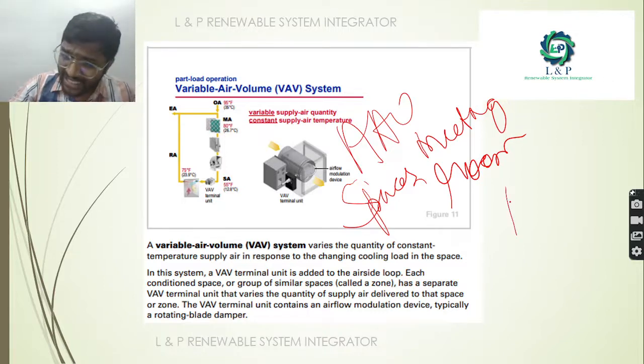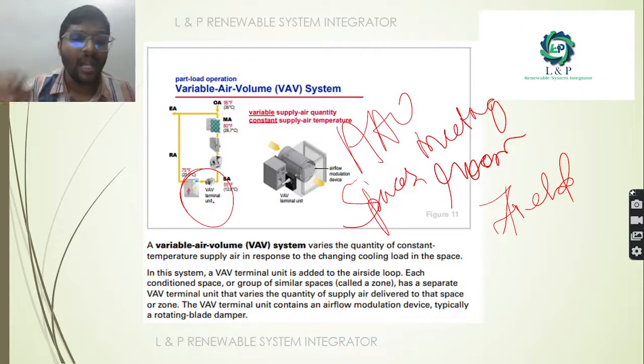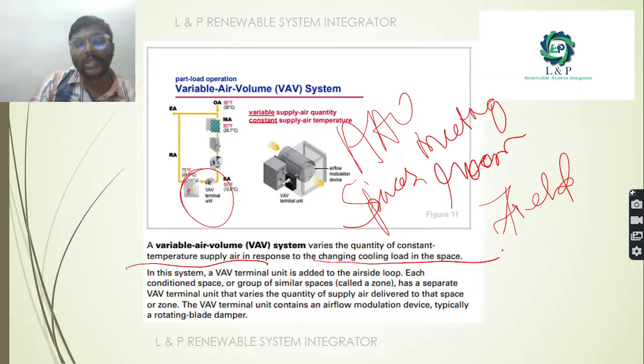Apart from it, on the room side, we will be having a VAV, that is a variable air volume terminal unit. The main duty of this unit is that it varies the quantity of constant temperature supply air in response to the changing cooling load in the space.